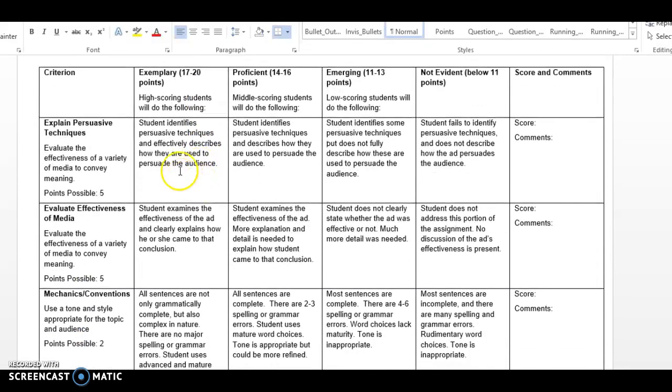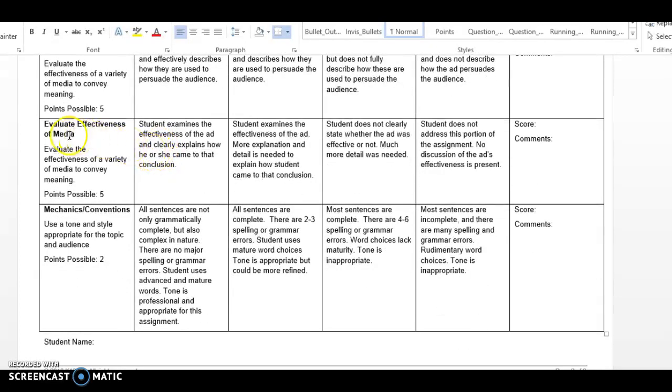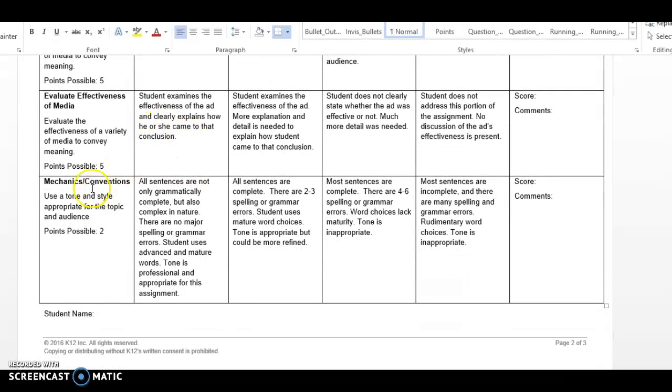And then identify their persuasive techniques. We talked about a lot of different persuasive techniques in this module, so try to identify what you think best fits the type of ad that you have. Next, evaluate the effectiveness of the media. Basically tell us what your conclusion is. Tell us if you think it's effective or not and why. Whatever conclusion you have.